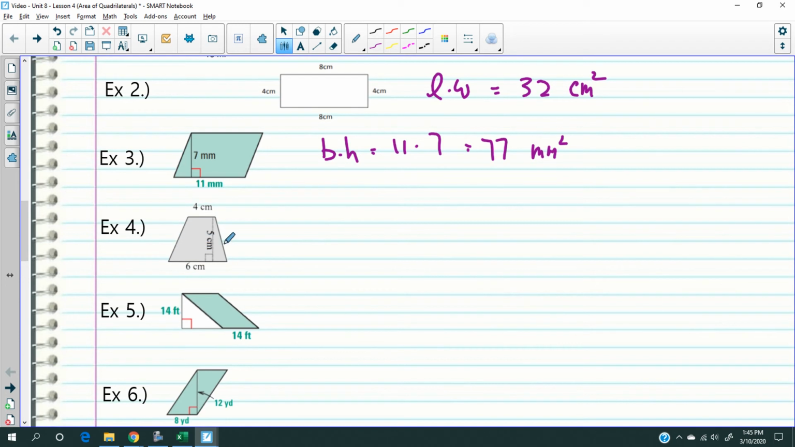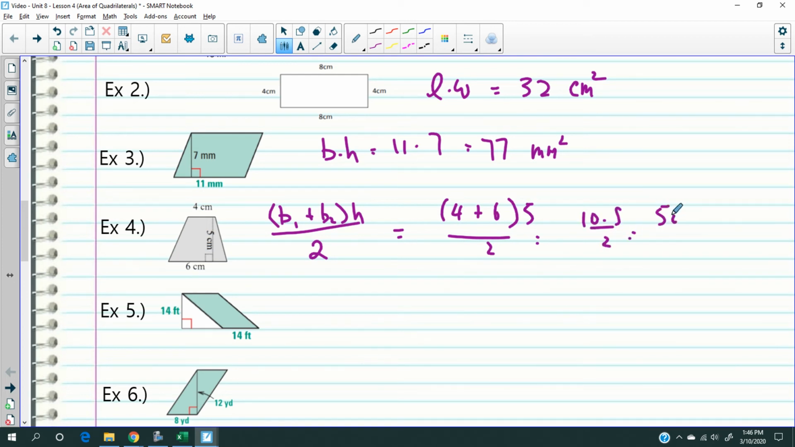4. What is that? Yeah, that's a trapezoid. So here's our big formula, right? Base 1 plus base 2 times height, then the whole thing divided by 2. Okay, all right. So let's see, base 1 plus base 2 times the height divided by 2. So let's see, that's 10. 10 times 5 over 2, 50 over 2. What is that? Yep, 25 centimeters squared.